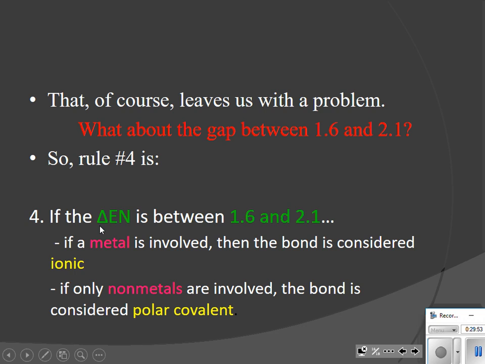So if I have a difference in electronegativity between 1.6 and 2.1, I have to look at what the atoms are involved. What elements am I dealing with? If I have a metal as one of my two elements, we're going to call that ionic bonding. If I have only nonmetals, then we're going to refer to that as a covalent bond. So if it falls in between the 1.6 and 2.1, we have to look at the elements involved. And it's not real tough to do.